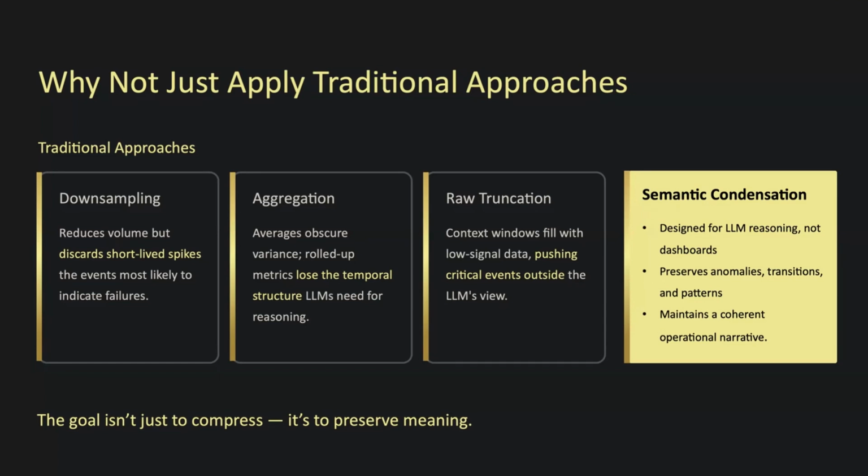Raw truncation is great for reducing the context window, but you could end up pushing critical events out of the LLM's view. So the LLM can only act on what it can see, and if it's not able to see important data points, it's not able to give you that output. Semantic condensation takes a different approach. It is designed for LLM reasoning and not for dashboards.